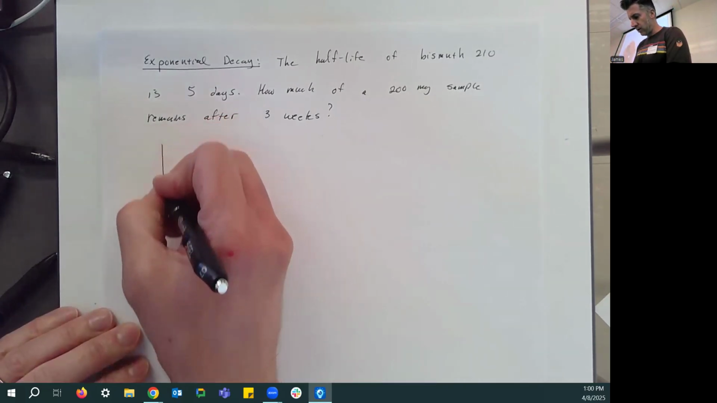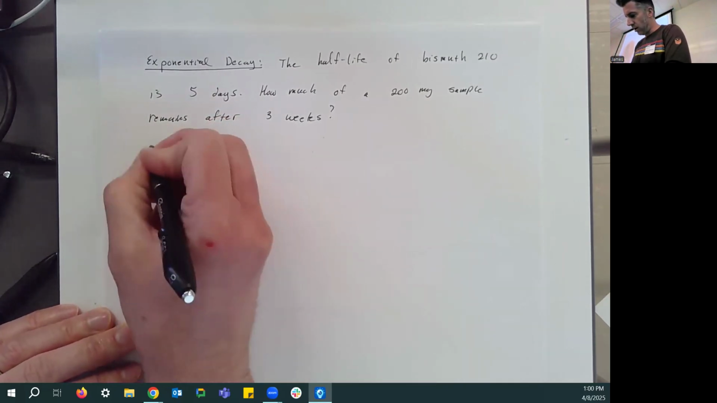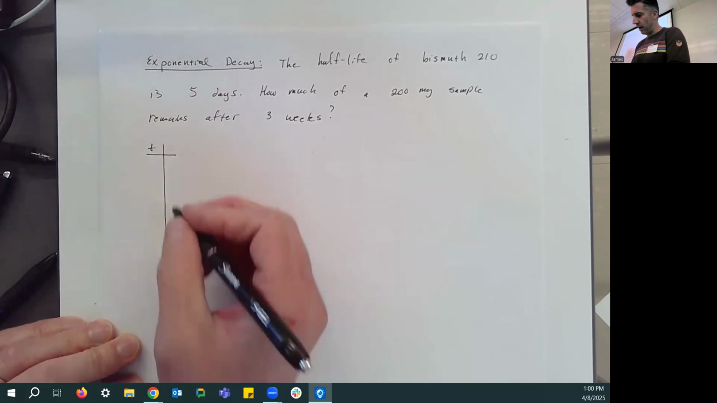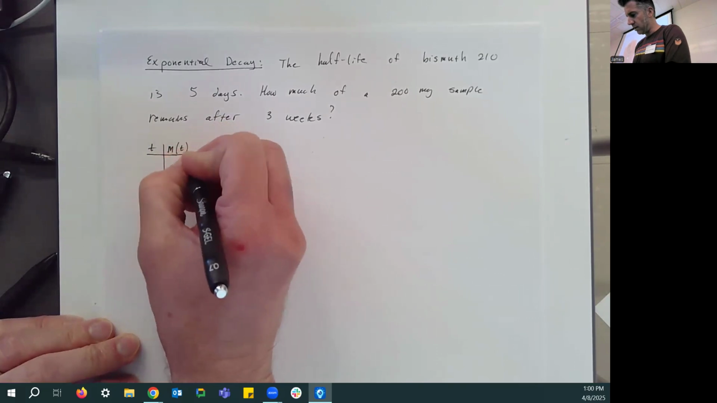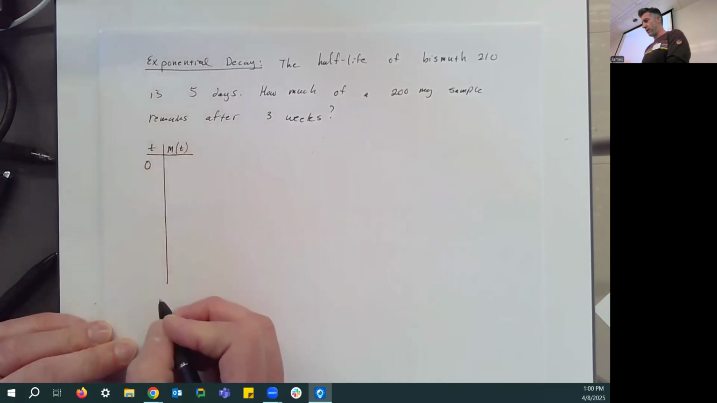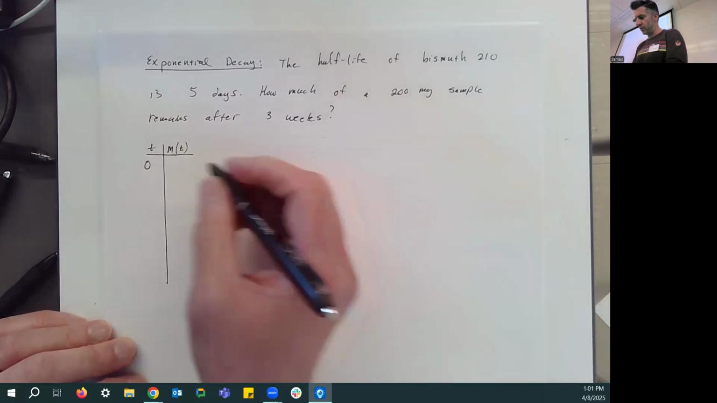Let's make a little table here just to see what's happening. So we'll have our time on the left and our mass at time t on the right. So in the beginning, on day 0, we have 200 milligrams to start with.